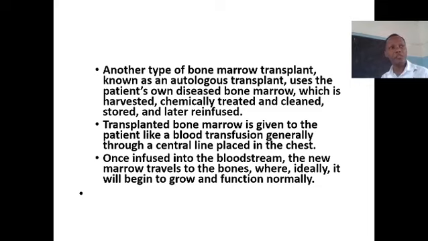The transplanted bone marrow is given to the patient like a blood transfusion. Remember this. Generally through a central line placed in the chest. Once infused into the bloodstream, the new marrow travels to the bones, where ideally it will begin to grow and function normally.